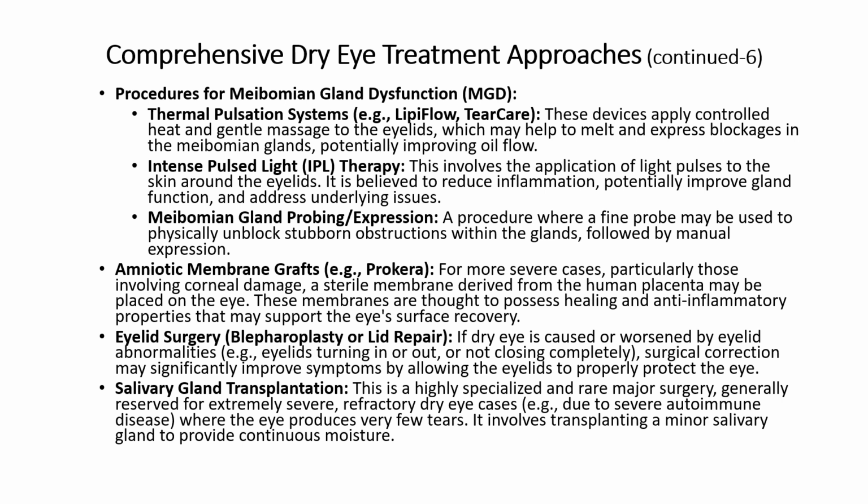Amniotic membrane grafts, e.g., Prokera. For more severe cases, particularly those involving corneal damage, a sterile membrane derived from the human placenta may be placed on the eye. These membranes are thought to possess healing and anti-inflammatory properties that may support the eye's surface recovery.